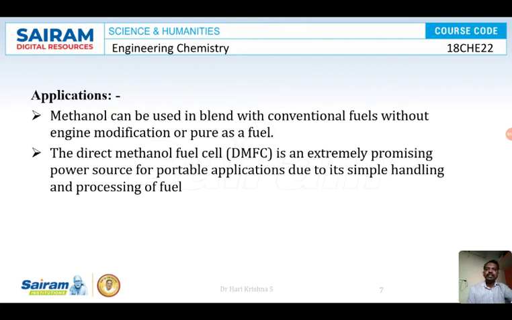Other applications: methanol can be used in blend with conventional fuels without engine modification. And the direct methanol fuel cell, that is DMFC, is an extremely promising power source for portable applications due to its simple handling and processing of fuel. So the methanol oxygen fuel cell can be used in portable devices. The only disadvantage is that you are supposed to store the reactants separately. If it was inbuilt, then it could be used. It is held at a certain pressure, and maintaining that pressure is difficult. That is the major constraint with respect to fuel cells.